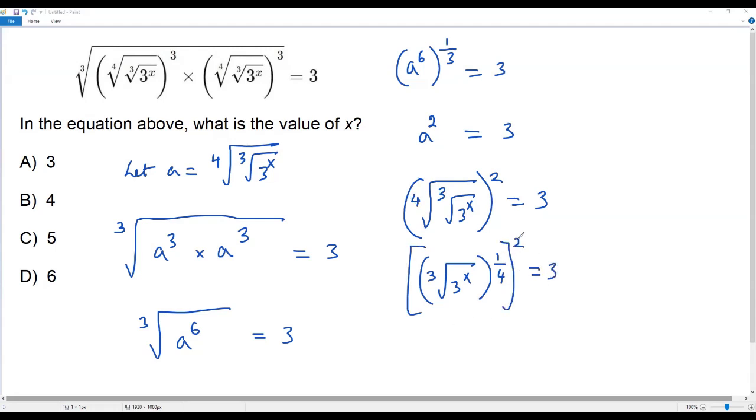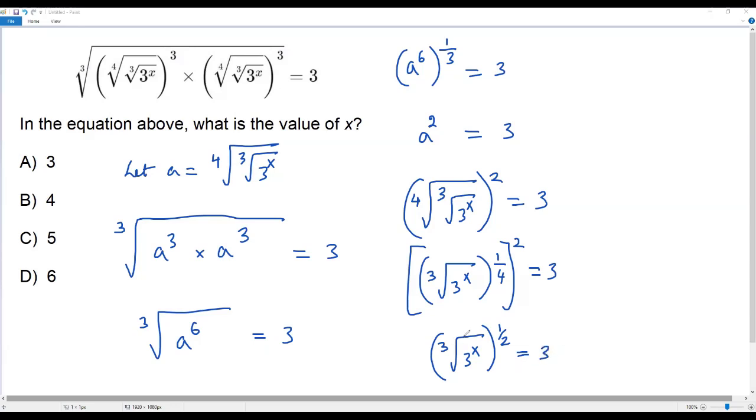Now we can multiply the two exponents. When I multiply 1/4 and 2, 2 goes into 2 one time and 2 goes into 4 twice, so the product of these two exponents is just 1/2. Then I'm getting cube root of 3 to the power of x, whole to the power of just 1/2, equals 3.